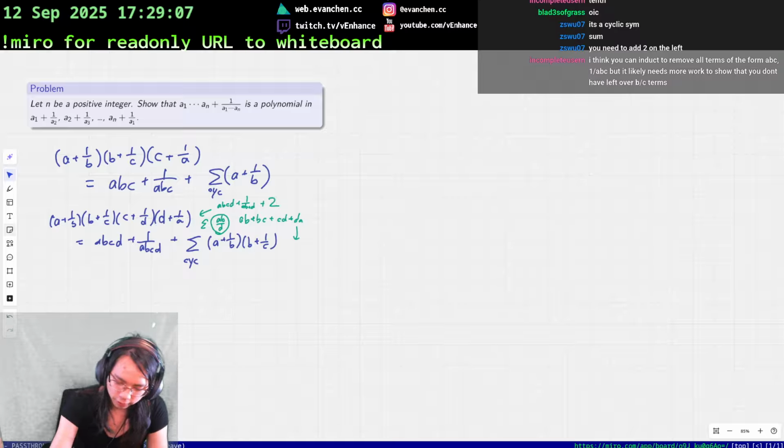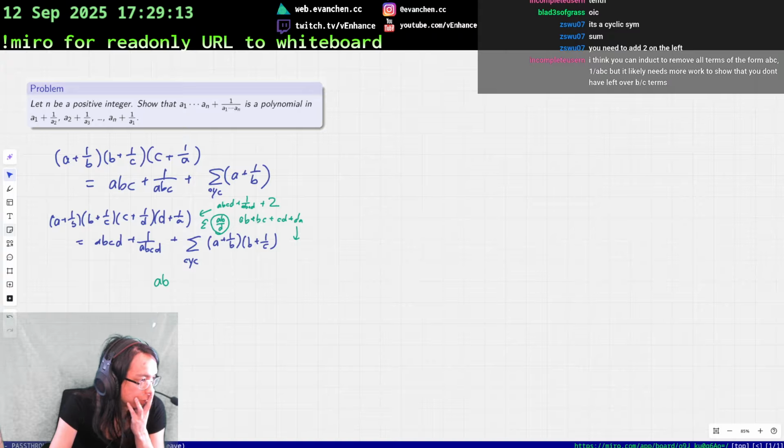I guess the point is I want to take like... If I forget about the constants, because I don't think I'm super worried about those.